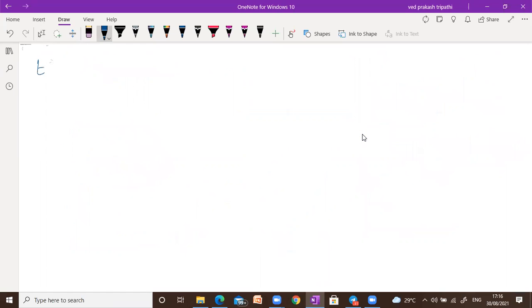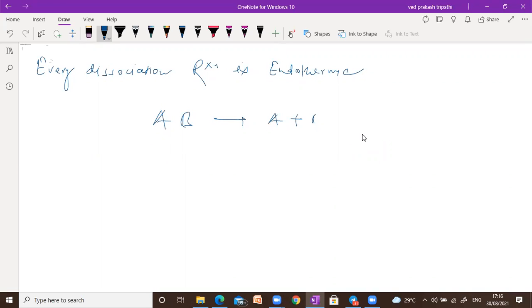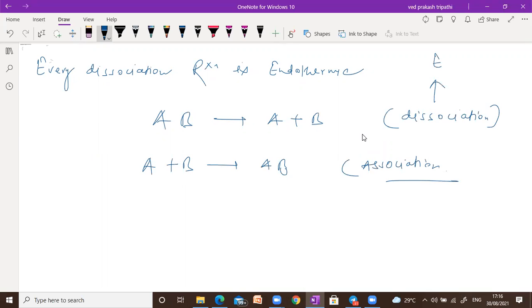Every dissociation reaction is endothermic. Dissociation means, suppose you have AB breaking into A plus B. So this is a dissociation. And A plus B making AB is association. If dissociation is endo, it means association is exo. Any doubt?